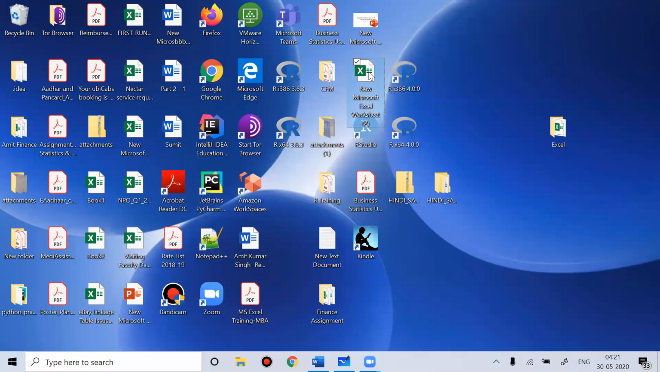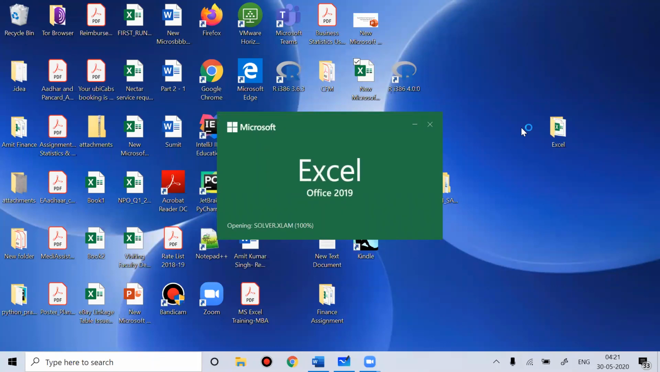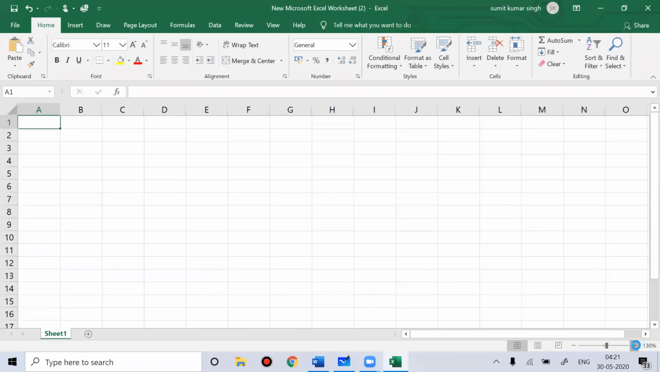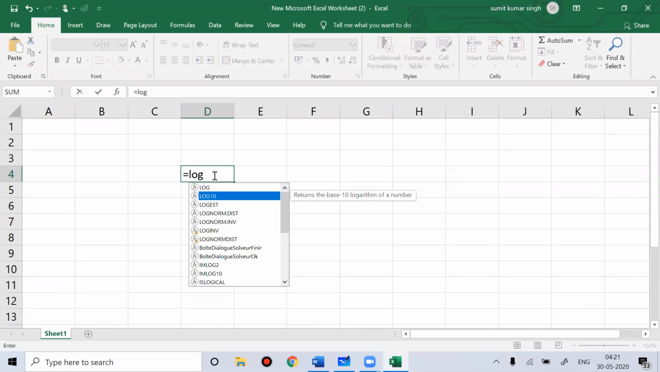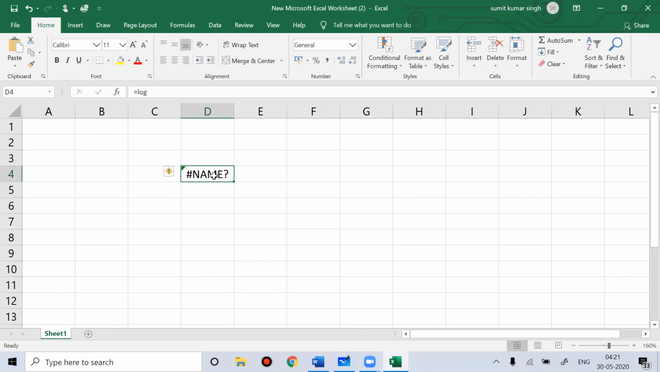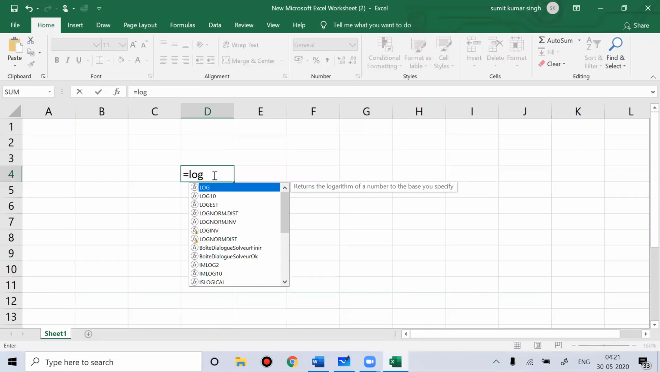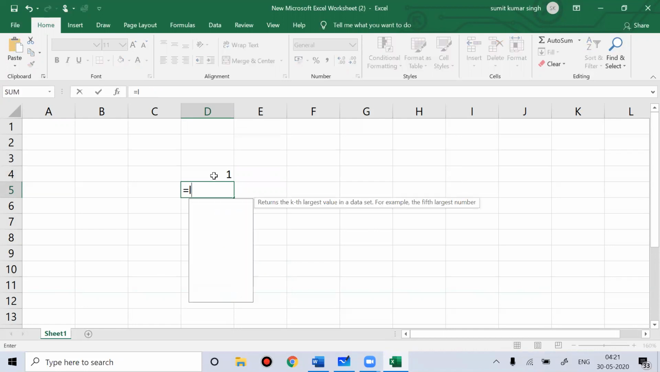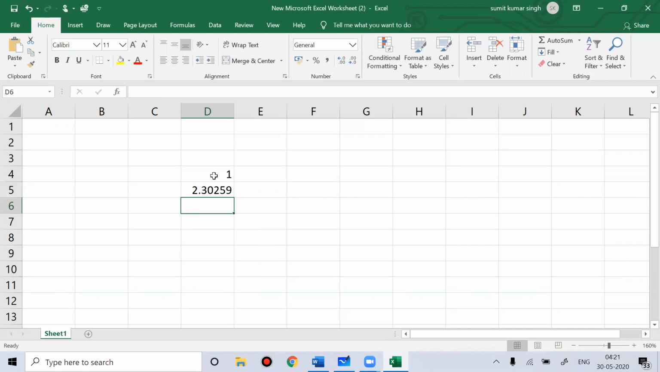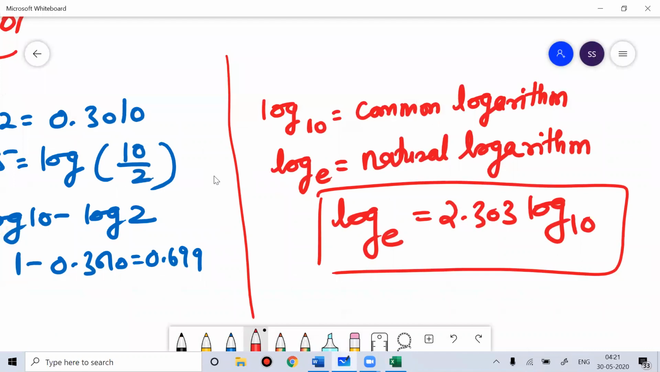Imagine if I use Excel just to prove this. So if I'm writing log of 10, I'm getting the value 1. You know the reason why. And similarly, if I write log e of 10, you can see 2.303. So this is the relation I told you. You can easily understand the relation of log e and log 10. You can keep this in your mind.